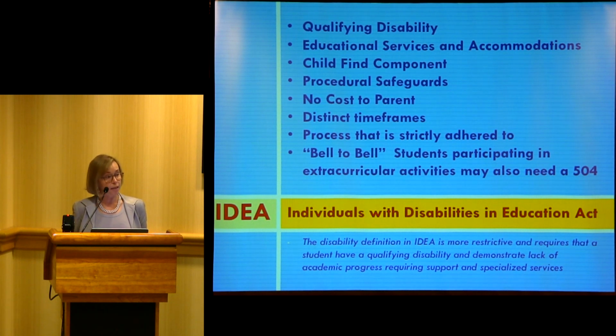And what is very distinct and different about IDEA as opposed to 504 is that there are multiple procedural safeguards written into the law to make sure that children are taken through the process appropriately. There are very distinct time frames, and we'll go over the process in a few slides, from the time that a parent signs permission for evaluation until we have that meeting where we agree that there is a disability and develop a plan. We only have 60 days to get all of the evaluations completed and everything rolling. There should never be cost to the parent for an individual education program or an evaluation for this.